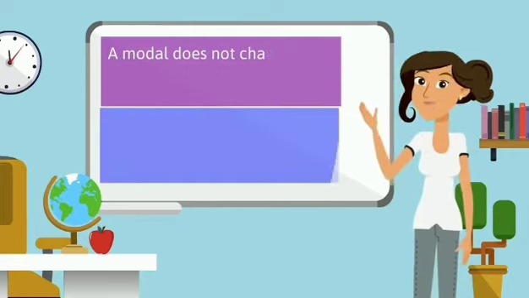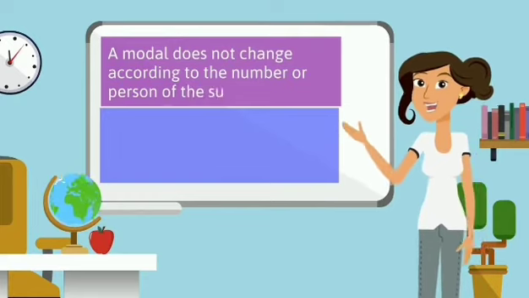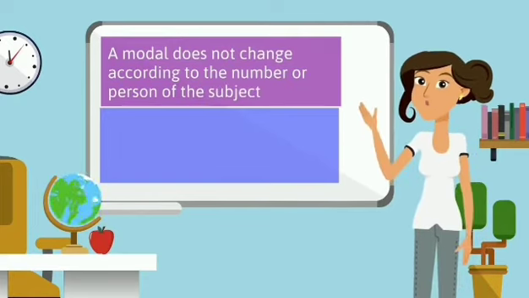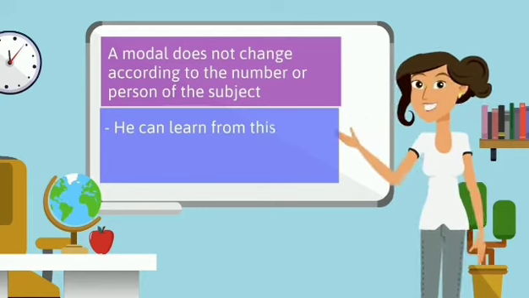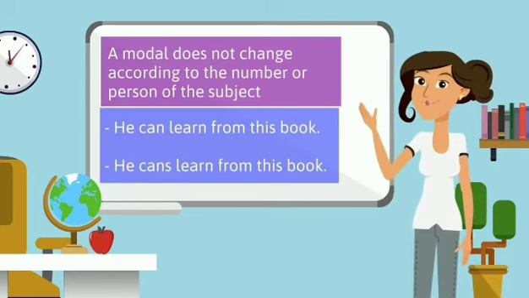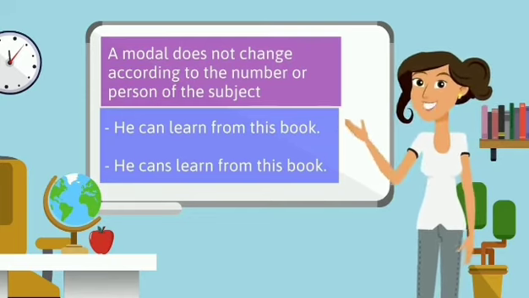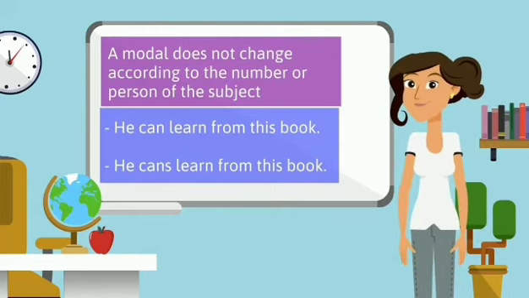Next, the modal doesn't change according to the number or person of the subject. So the number of the subject doesn't affect the modal's form. Let's see the examples. He can learn from this book. Second one, he cans learn from this book. In your opinion, which one is the correct sentence according to the subject and the modal? Yes, the first one is the correct one, because in the second one, he cans. We cannot add s after modals, even if the subject is the third person singular like he.